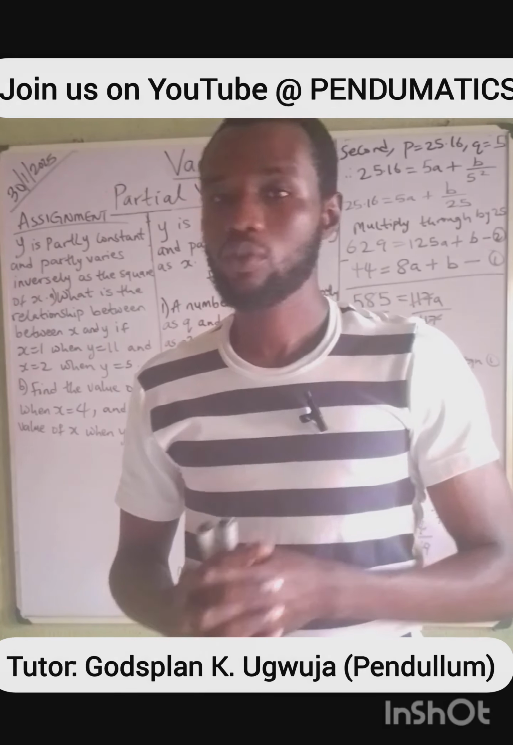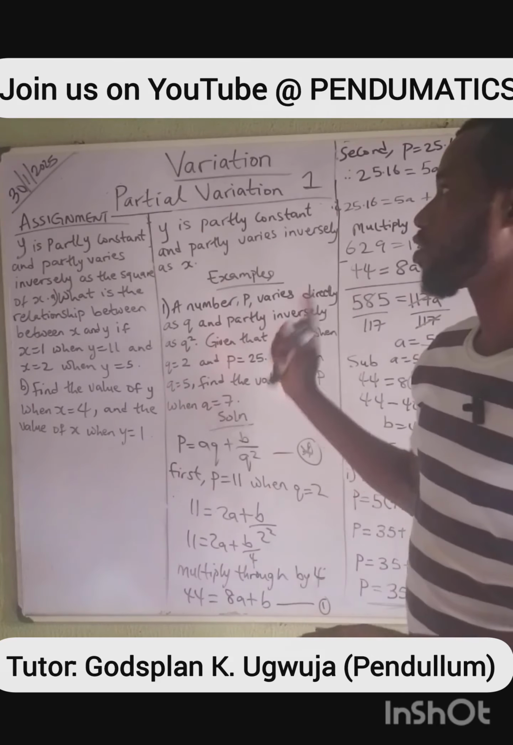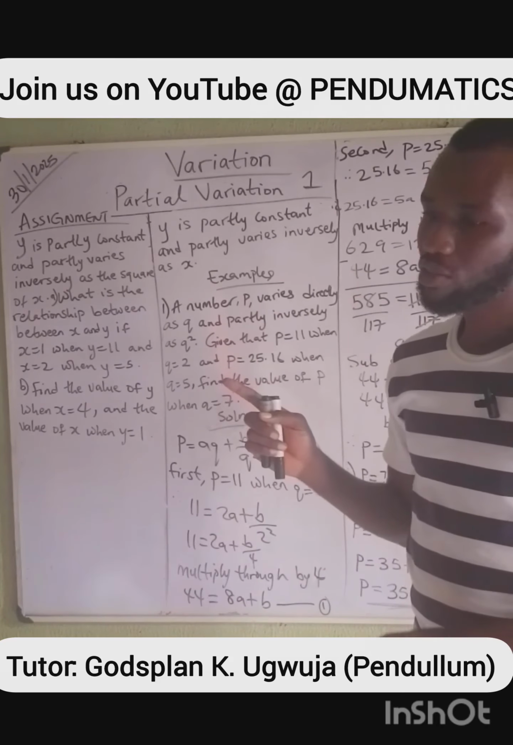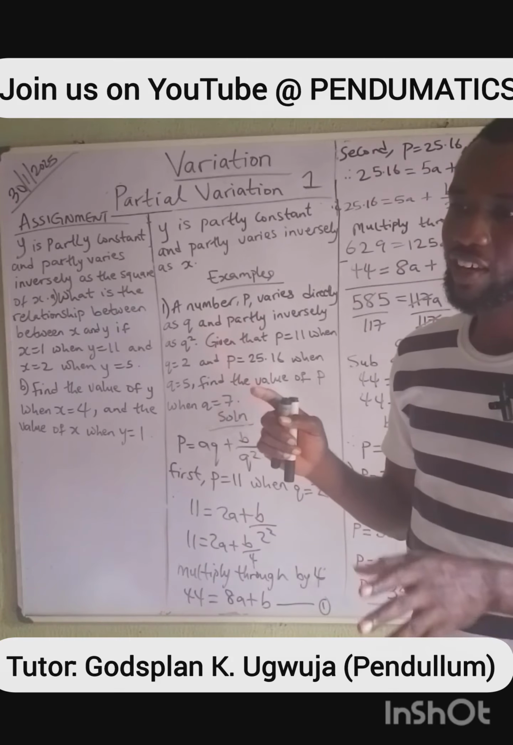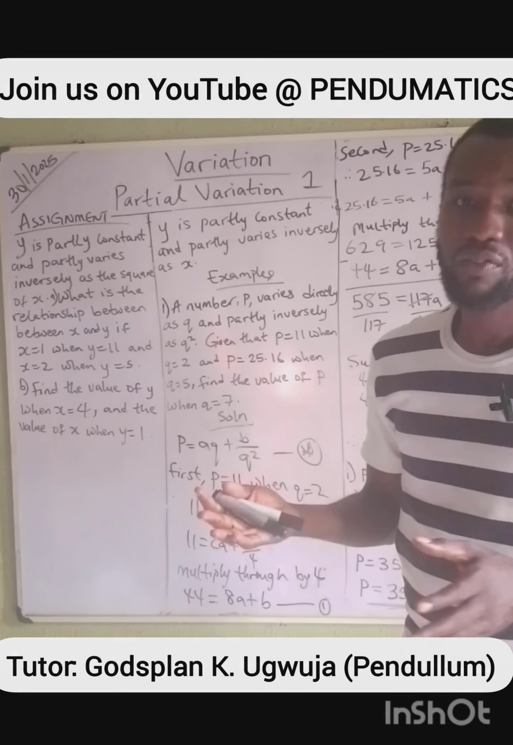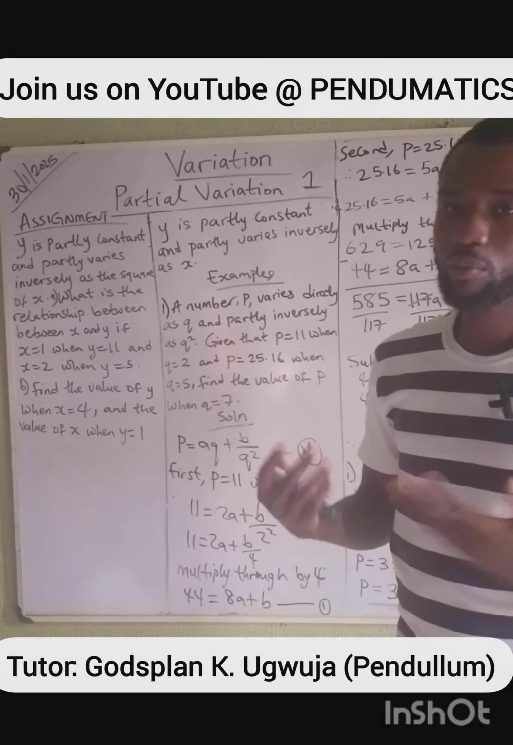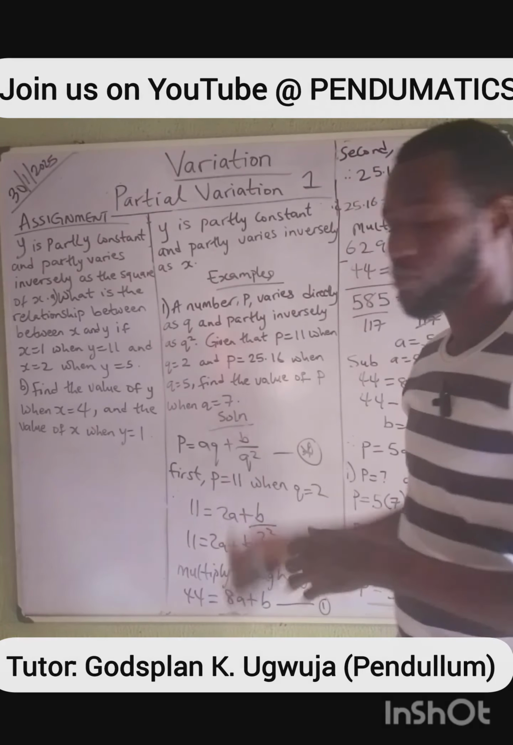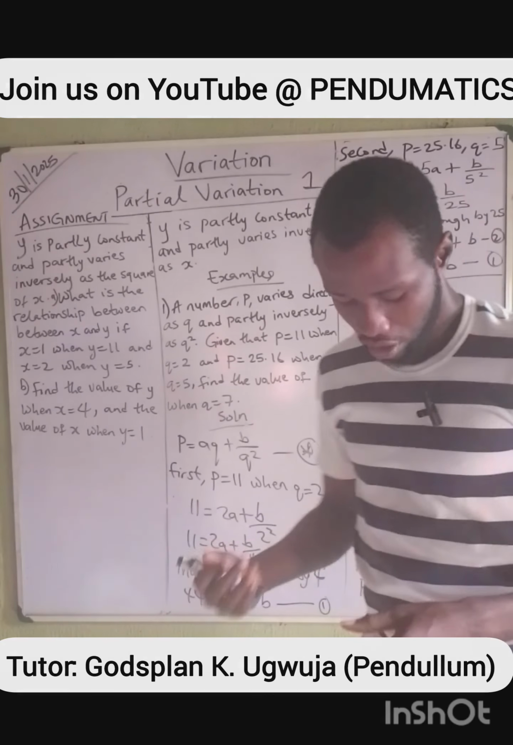This partial variation, many students struggle with it. Many students don't even understand it. In many schools, they don't even teach it. They just use direct, inverse, maybe even joints, and then they skip this because not everybody understands it. But you can see that it's not difficult.